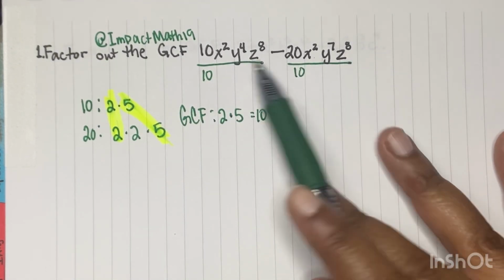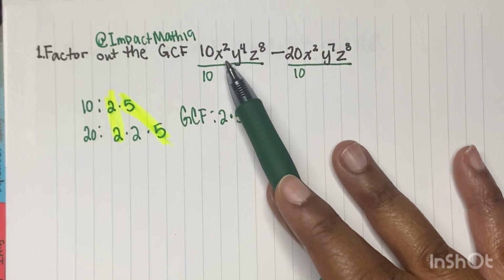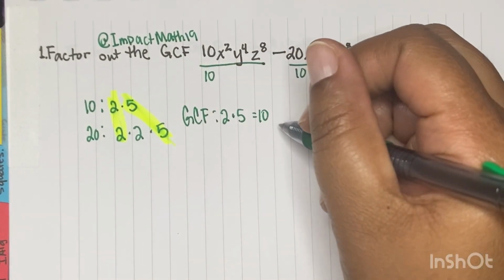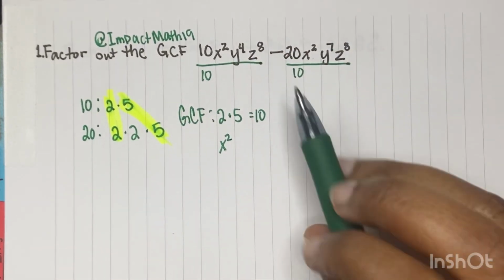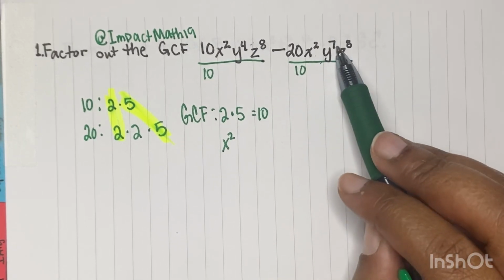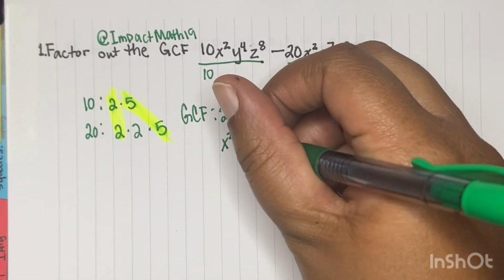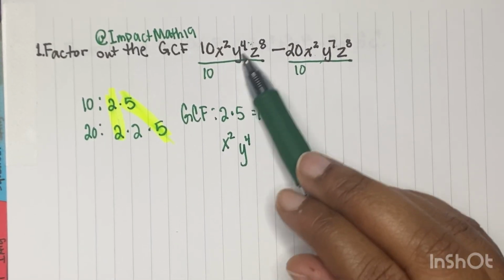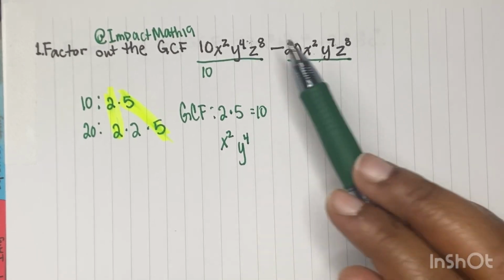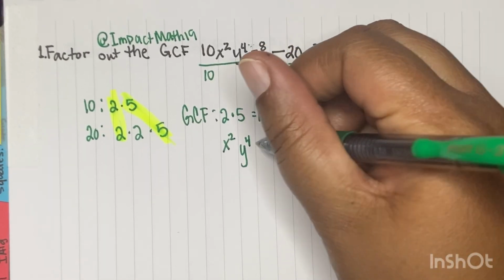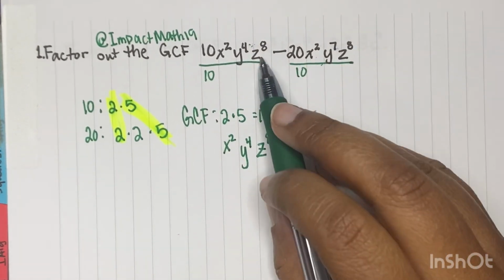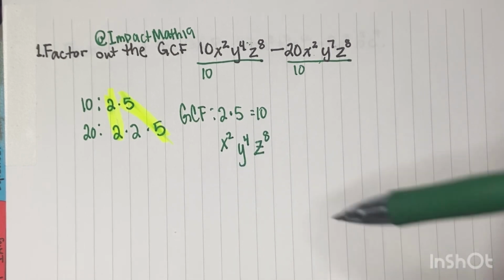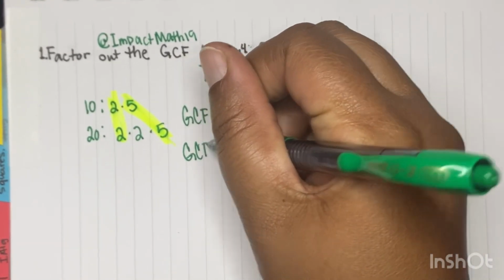Now, how you look at your variables is you look at the exponents, like x squared. So here I would have x squared because they both have x squared. Here we have y to the 4th and y to the 7th. Well, I can only take out y to the 4th, because I can't take out 7 y's here. Then z to the 8th and z to the 8th, well, I could take out z to the 8th because they both have z to the 8th. So this is my GCF for my variables, for my letters.